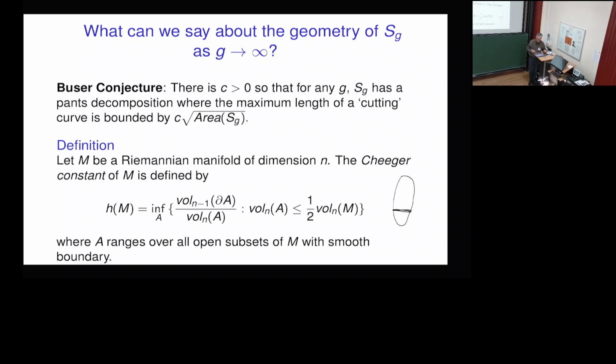And this quotient just expresses how easy it is to cut a piece of the manifold with something that doesn't have big, so say this is of dimension n, so how easy it is to cut a big piece of the manifold by something that has small n-1 area, right, by a hypersurface.